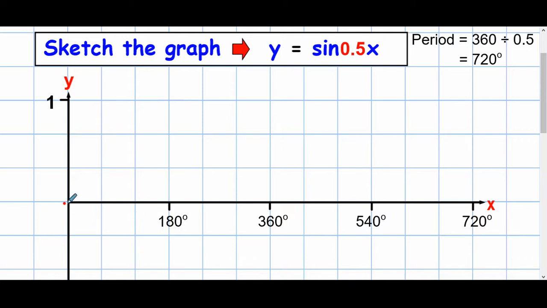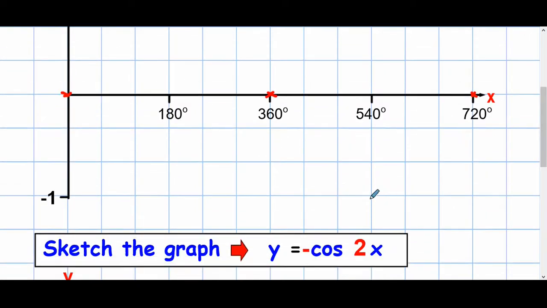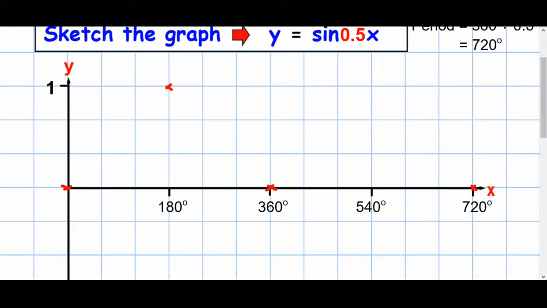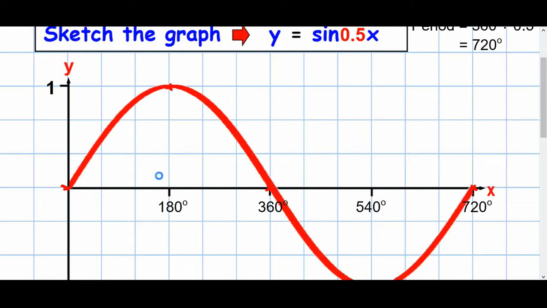Now a sine wave starts here, it goes up here, it goes back down in the middle, it finishes there, and here it goes back down to there. And then try and draw a smooth wave all the way through. So something like that. Okay, right, on to the next one.